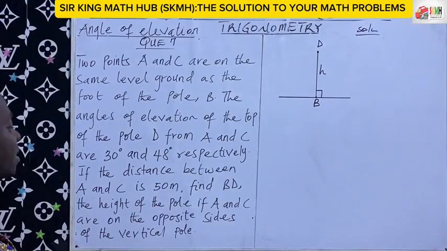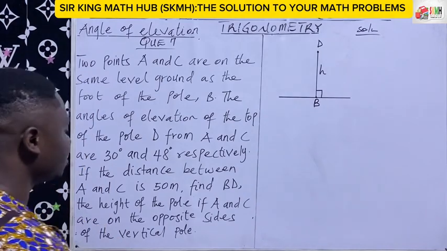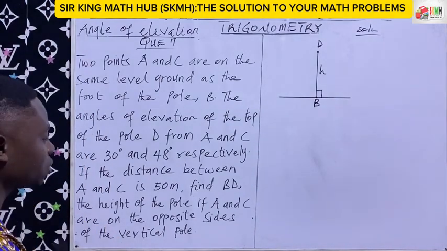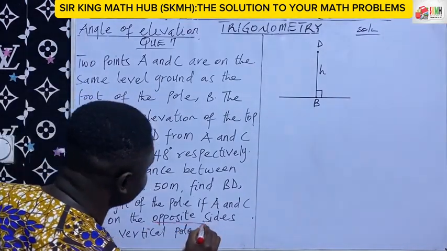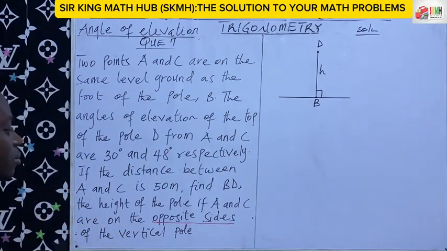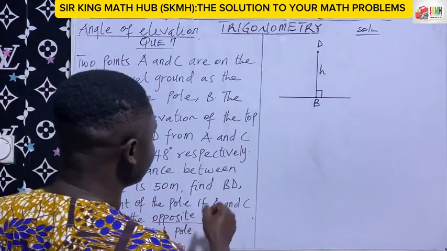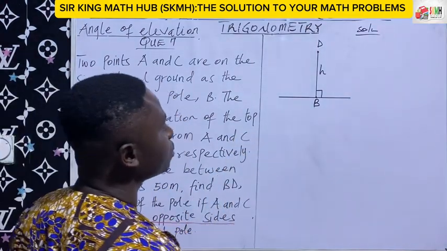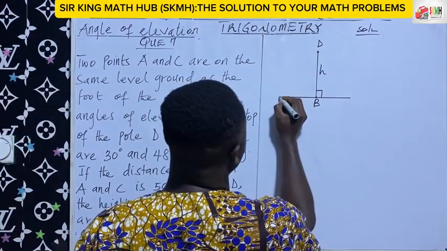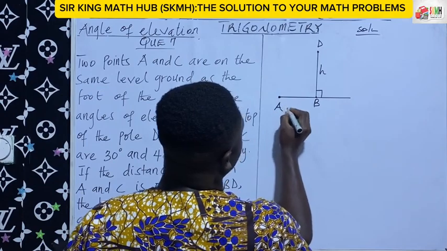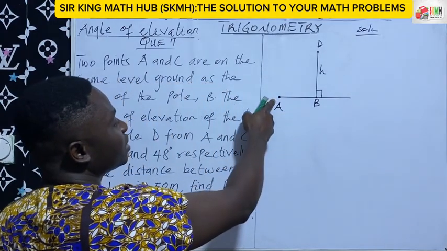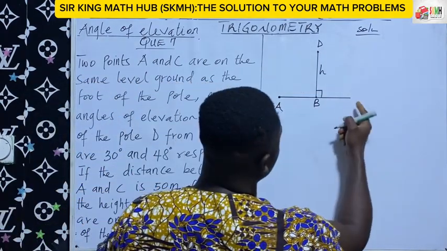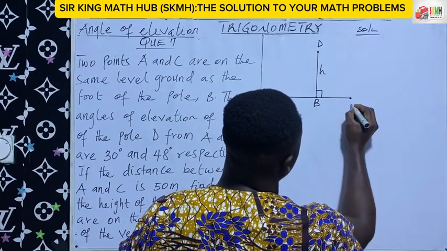So to find the height of the pole, if A and C are on the opposite side, so they're giving us the exact position that those two points are located on the opposite sides of the vertical pole. So meaning that if point A is located at this point, then the opposite side should be here. So here is C.